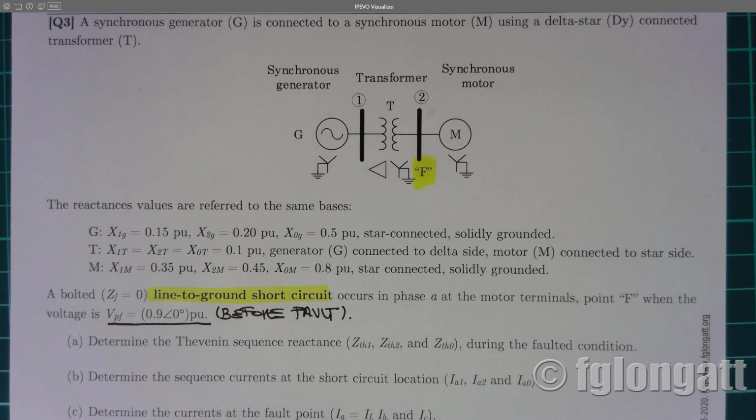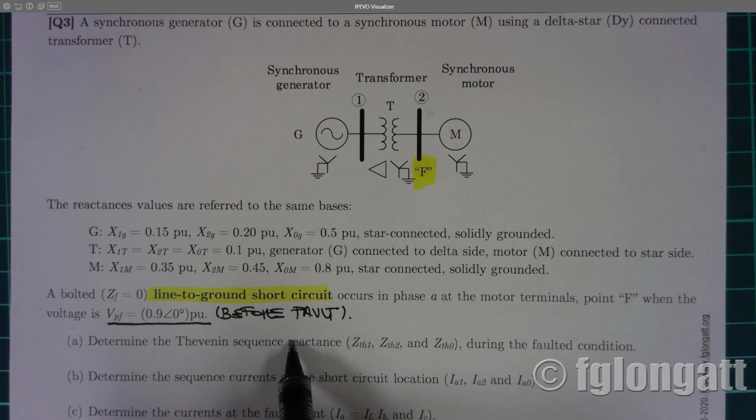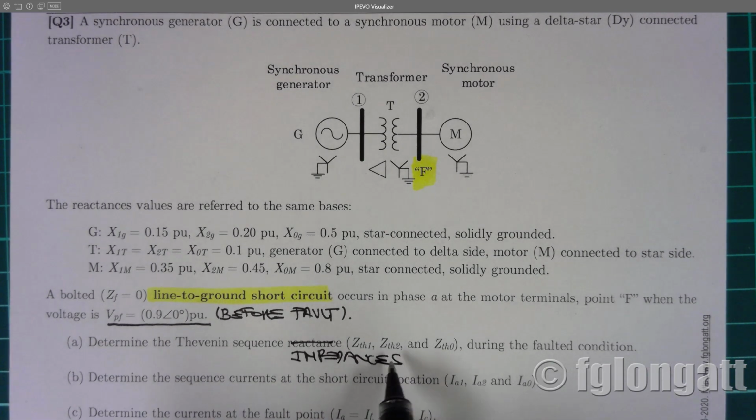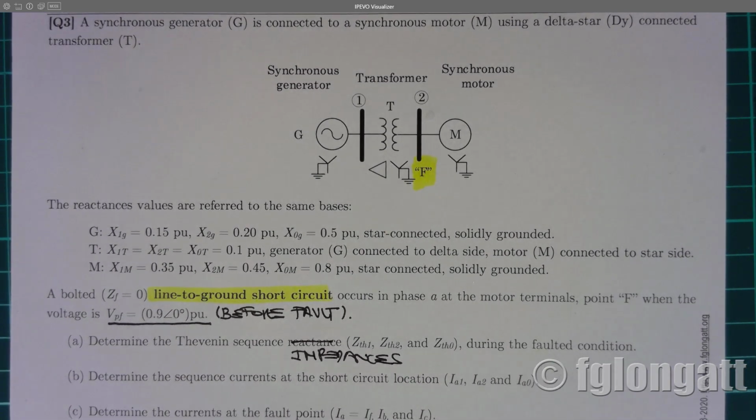There are three very interesting questions over here. The first one, calculate or determine the Thevenin sequence reactances, or let's say impedances, during the faulted condition. Question B, determine the sequence currents at the short circuit location. That means positive, negative, and zero sequence. And finally, very important, determine the currents at the fault point. In this case, currents A, B, and C, okay?